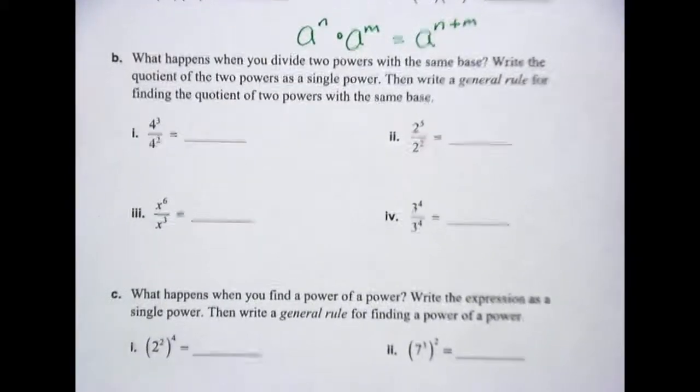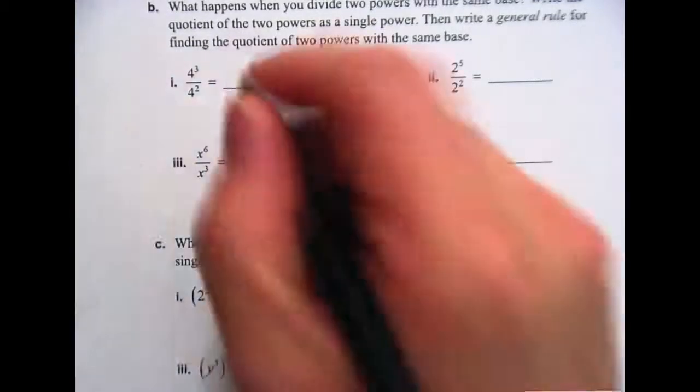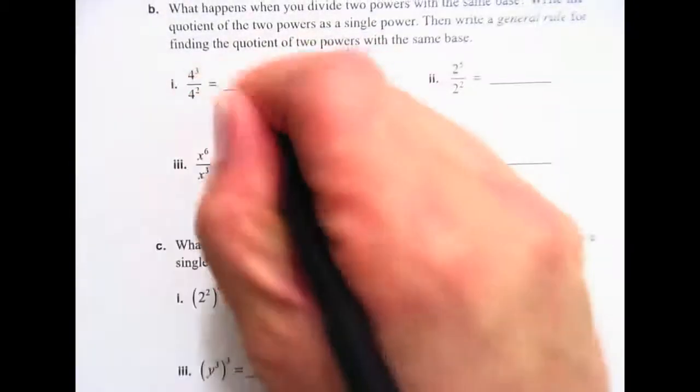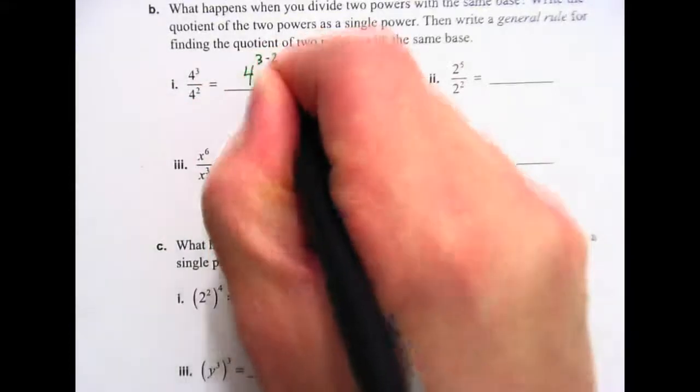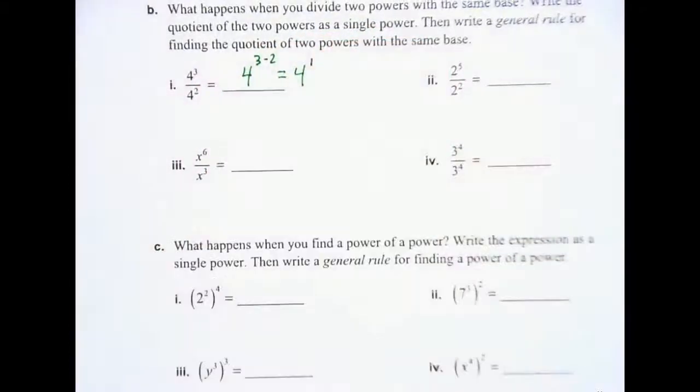What happens when you divide two powers with the same base? Well, here you multiplied with the same base and you added. What do you think you do when you divide them? Yeah? Subtract? Everyone agree? Okay, so this would actually be the base of 4 to the 3, the top, minus the bottom, minus 2, which is 4 to the 1st.